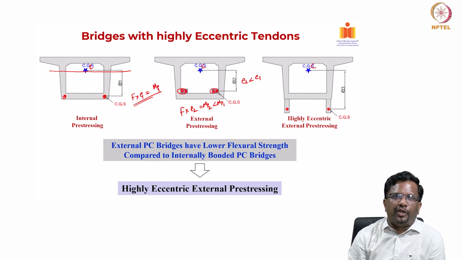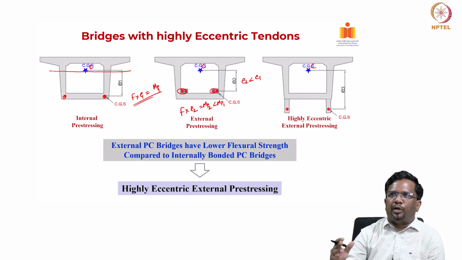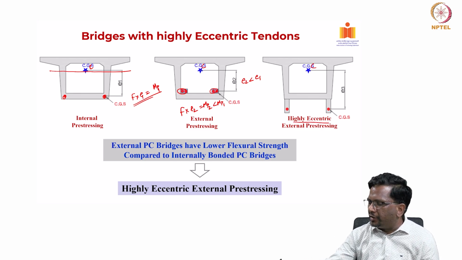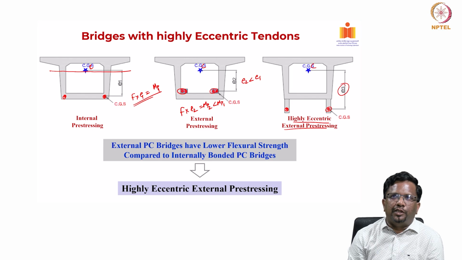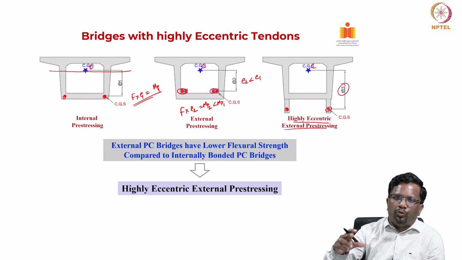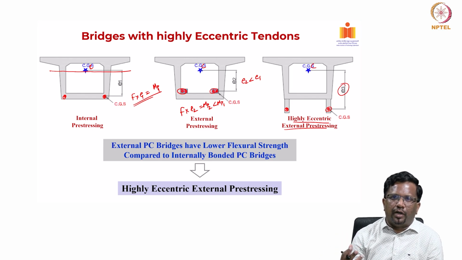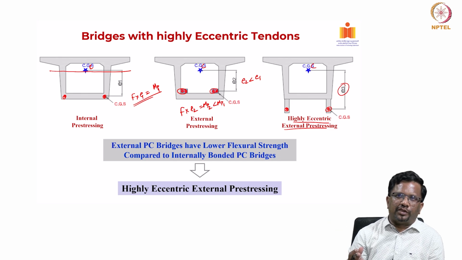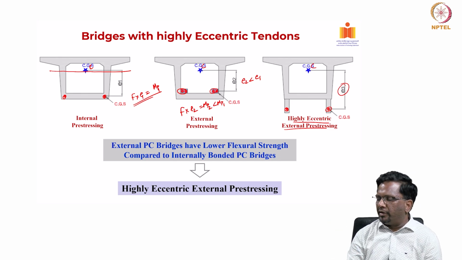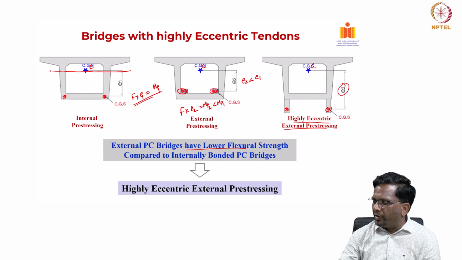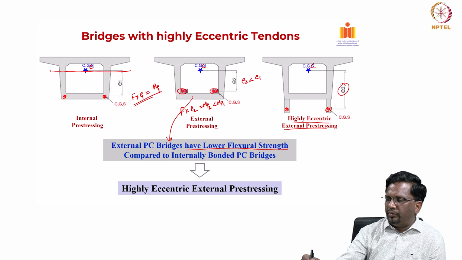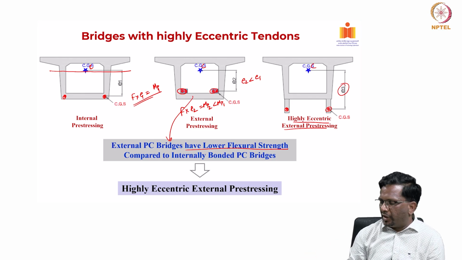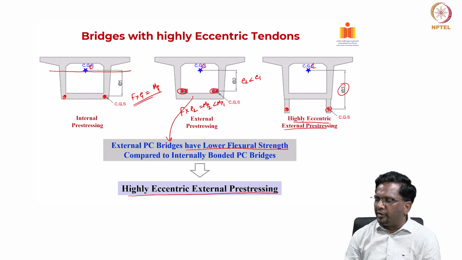So, that is the reason people innovated and said, okay, somehow I create high eccentricity. If I am able to push this cable outside by creating eccentricity E3, which is higher than E1 and E2, then I generate more pre-stressing moment, which will help me to reduce the amount of pre-stressing steel that is required. So, that is why external pre-stressed concrete bridges have lower flexural strength. Okay, that is what this is. This is a conventional external pre-stress. That is the reason we go for highly eccentric external pre-stressing.